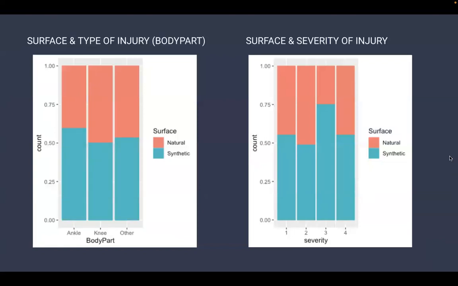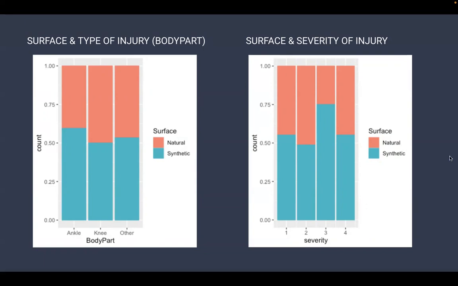So these visuals here, on the left, we can see the surface as it compares to type of injury, body part. And on the right, we can see surface and severity type of injury. So as surface compares to how severe the injuries is. To take a look at the severity of injuries on synthetic surfaces, I can see that the synthetic surfaces appear worse when compared with the severity of injuries on a natural surface. More specifically, synthetic surface has a greater share at severity levels 1, 3, and 4, but especially at level 3, 28 days missed.